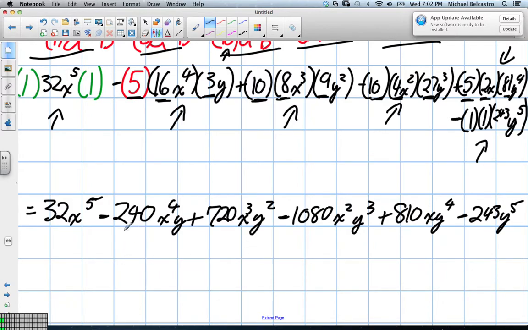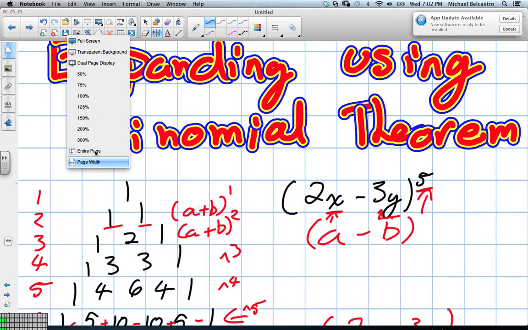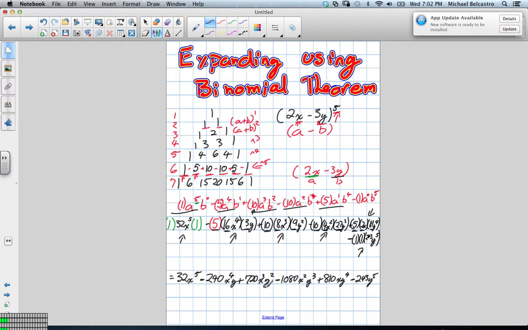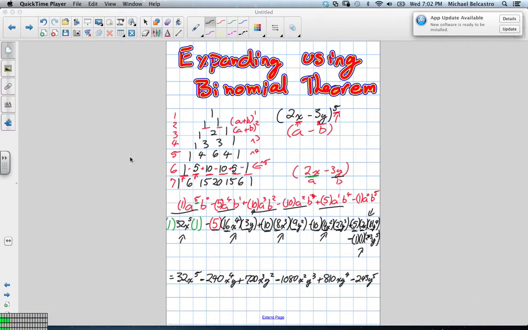Now, this may not seem like it was faster than the other way, but once you get the hang of this patterning, it does become much quicker than actually deciding to go through the distributing, this long process here. Okay? Does that make sense? Yeah. So that would be the binomial theorem in order of solving this. So you got to know Pascal's triangle. You got to be able to set that up. Okay?